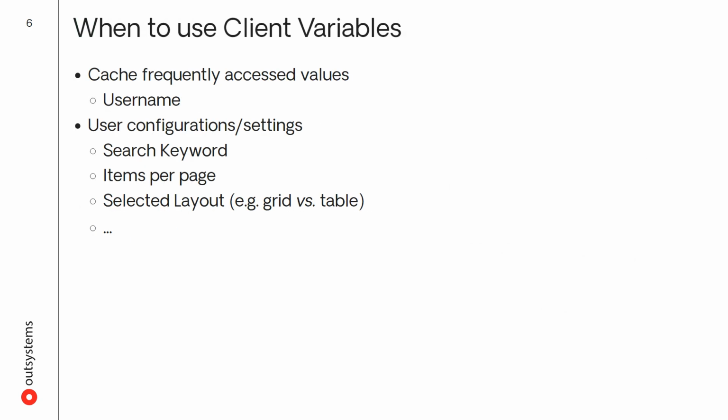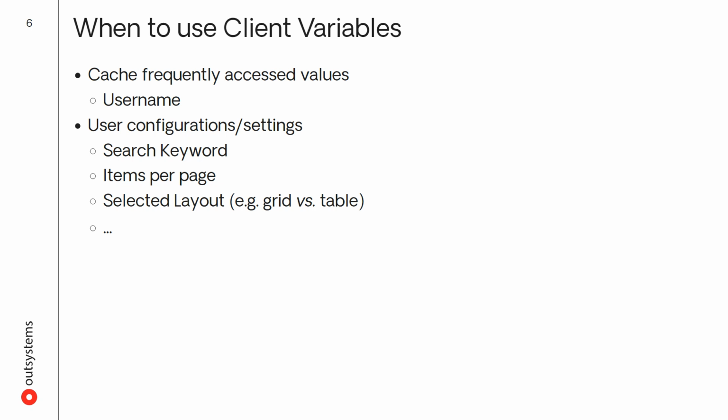Client variables are useful in many different scenarios. These are just a few examples. Using client variables whenever you want to cache information that is frequently accessed, such as the username, may improve performance and save a few requests to the server and database.